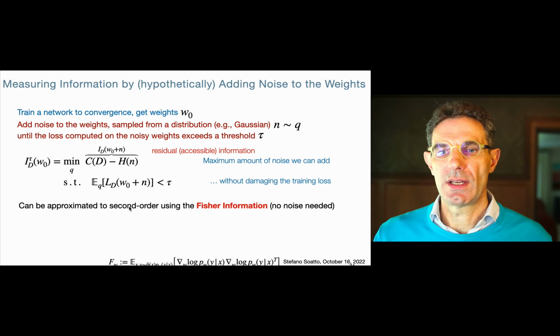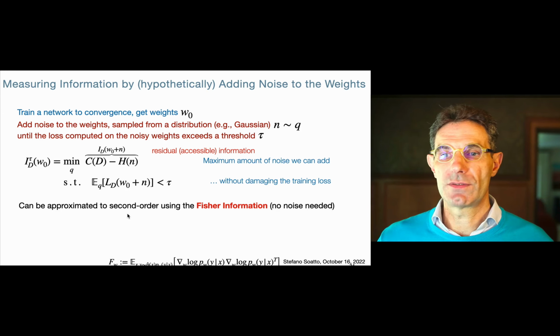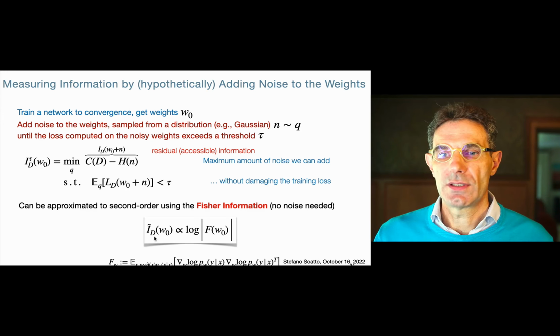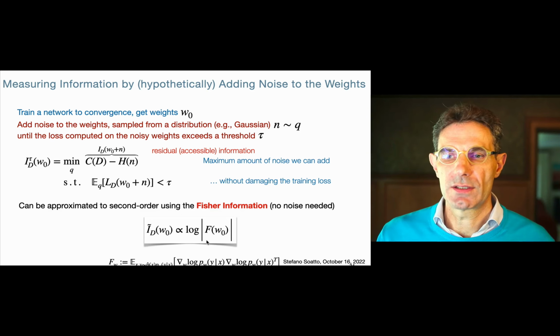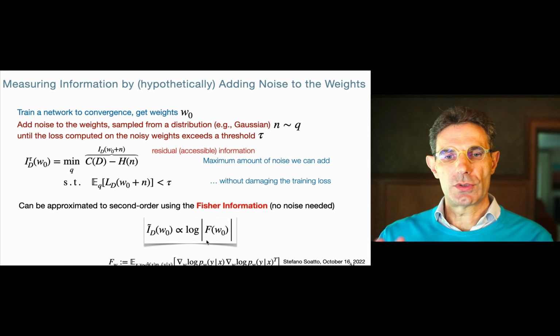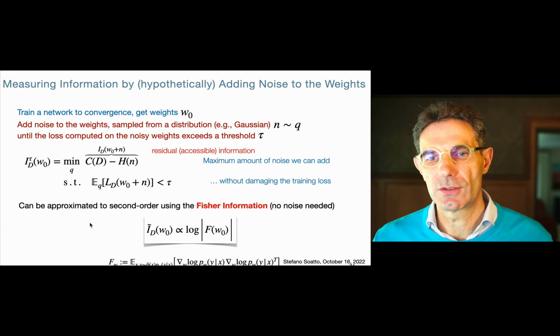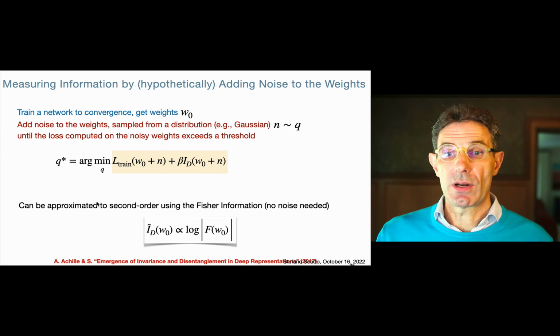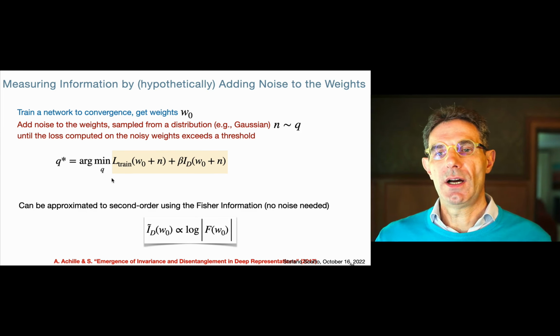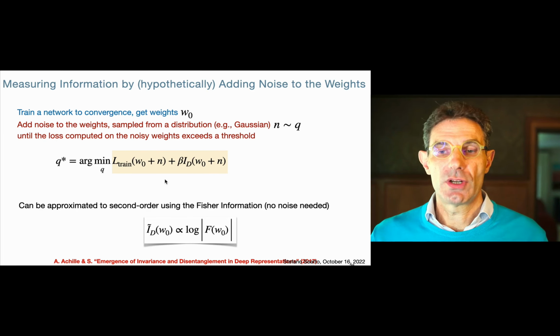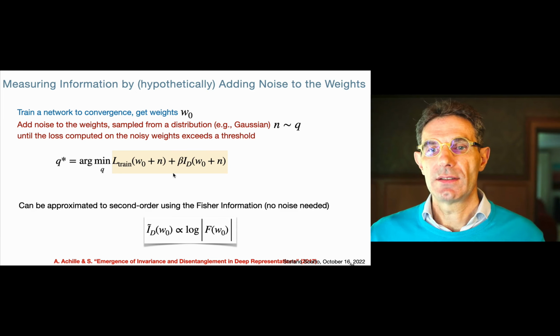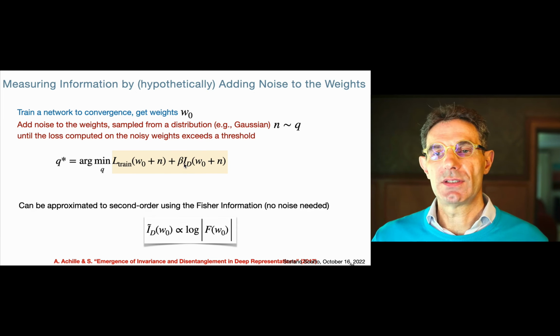You can turn it into its Lagrangian form, and the second order approximation of that tells you that this is related to the log determinant of the Fisher information matrix. And that has a lot of connection also to stability of training, curvature of the loss landscape, and other things that I don't have time to get into. But the bottom line is that the definition of information in a trained network has associated with it a Lagrangian, and this Lagrangian is a variational principle that you can use for training that will yield maximum generalization.